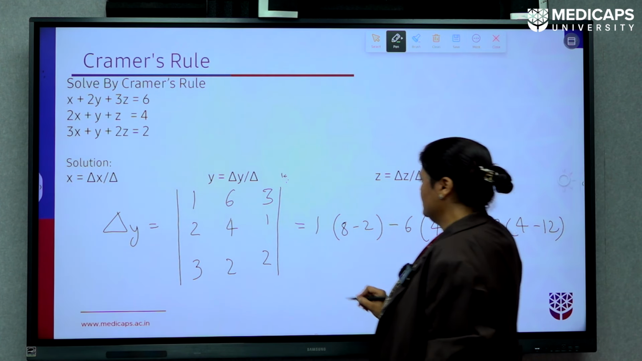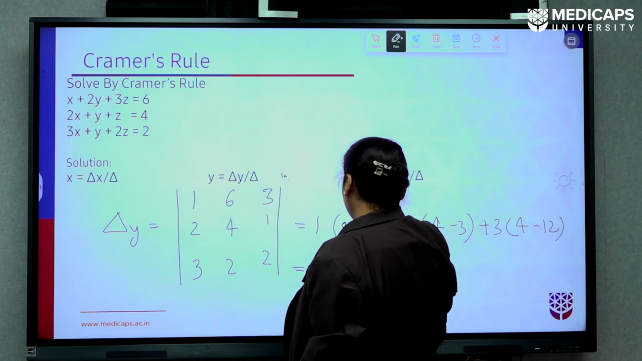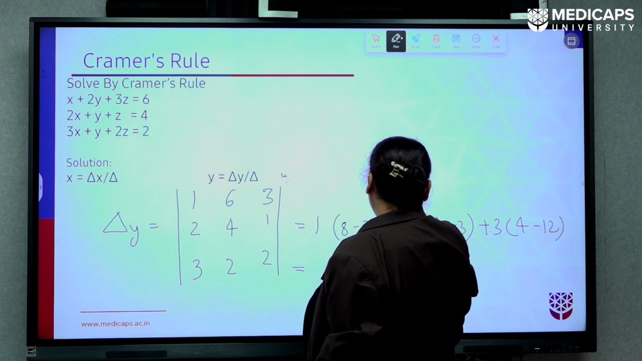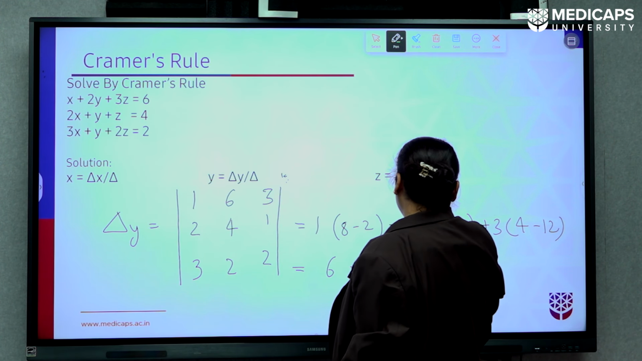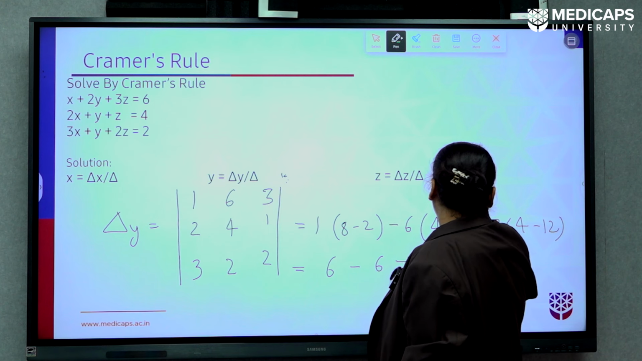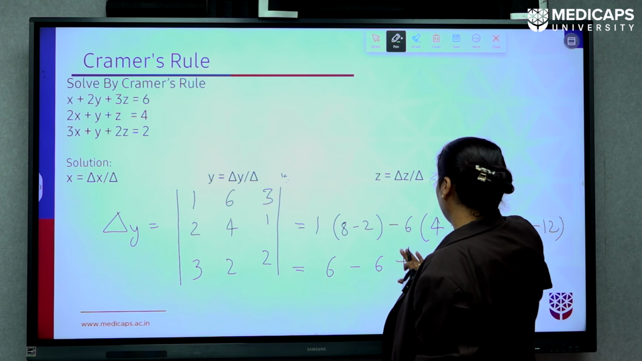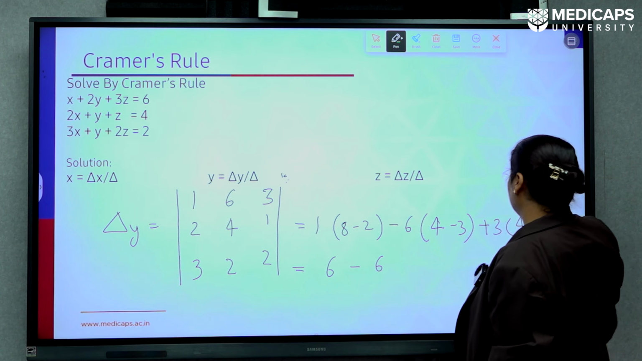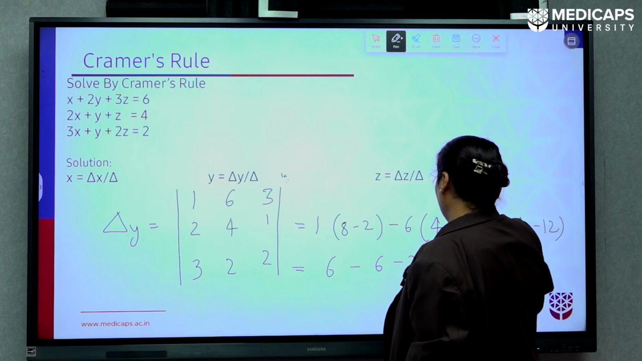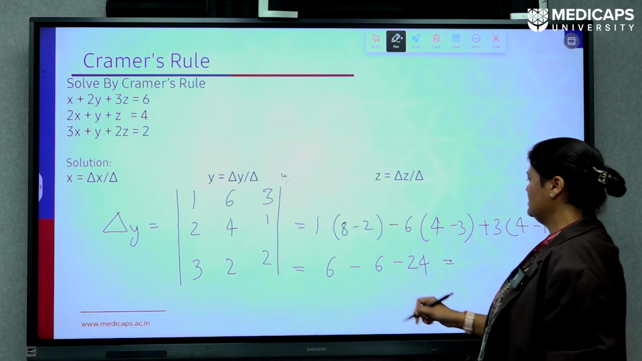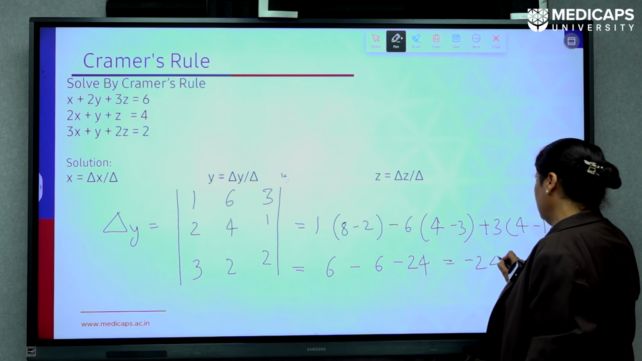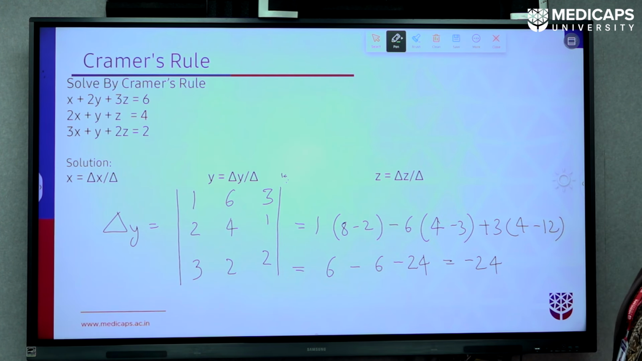So let us calculate this also. 8 minus 2, 6 minus 6, 4 minus 3 is 1, plus 4 minus 12 is minus 8. 8 3s are 24, which will come with a minus sign. So 6 minus 6 means you are getting minus 24. This is the value of del y.